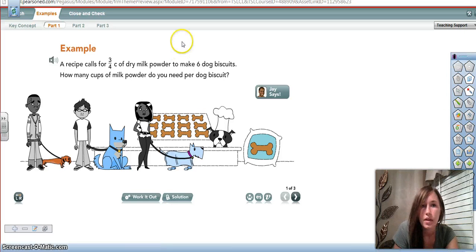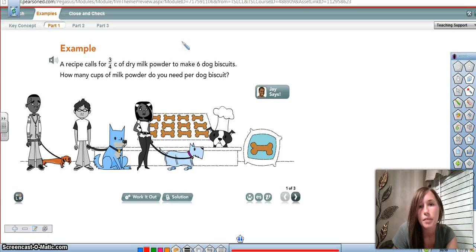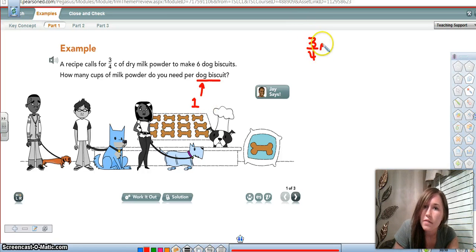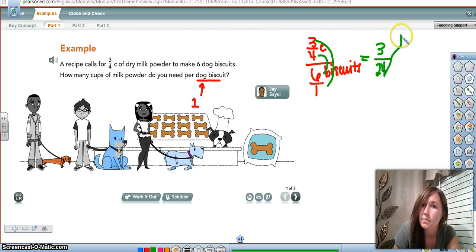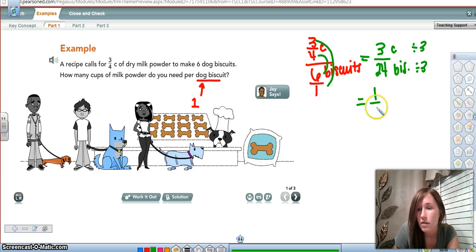Okay, so in this problem, we want to know how many cups of milk powder do you need per dog biscuit. This is for 1 dog biscuit, and that means that we're talking about unit rate. So we have 3/4 of a cup for 6 dog biscuits. I'm going to use our double rainbow trick, giving 6 a denominator. 3 times 1 is 3. 4 times 6 is 24. We can reduce this by dividing by 3, which will give us 1/8.